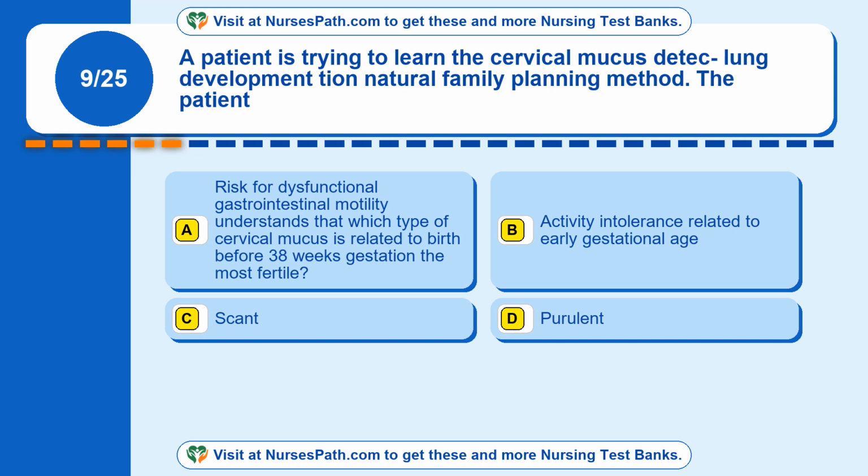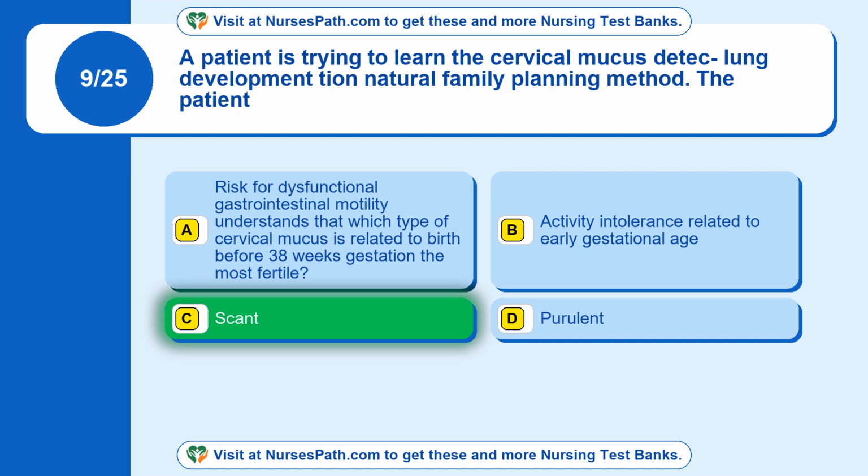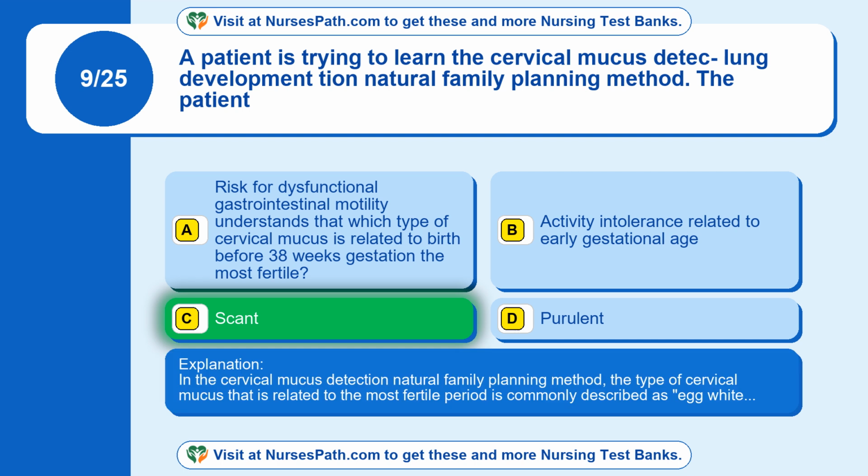Option B. Activity intolerance related to early gestational age. Option C. Scant. Option D. Purulent. The correct answer is option C, scant. In the cervical mucus detection natural family planning method, the type of cervical mucus that is related to the most fertile period is commonly described as egg white.